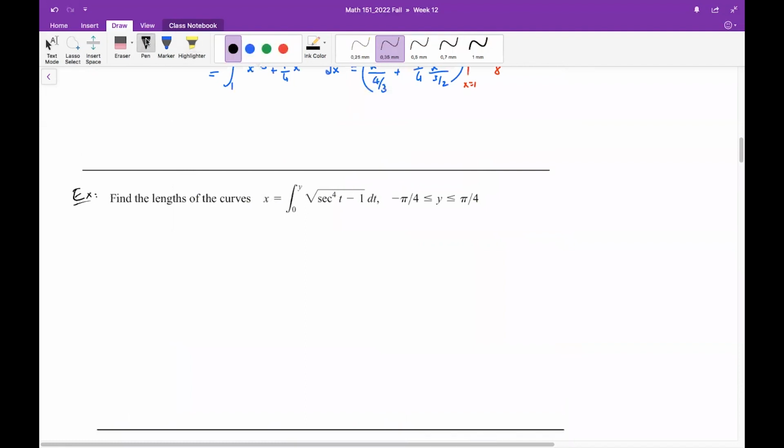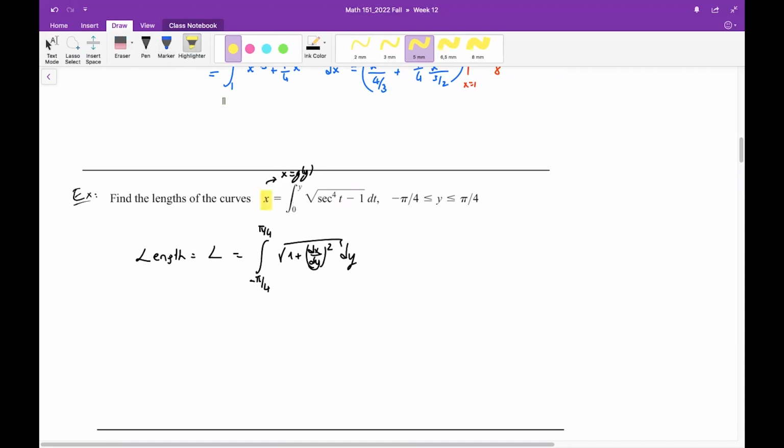So here, as you notice, the curve x is given in terms of a y function, because you see the y dependency here. That's why the length of the curve is in fact from this point to this point, minus pi over 4 to plus pi over 4. Remember the formula, it is 1 plus dx over dy squared, and we will integrate with respect to y. Okay, here is your x function, and I want to find the y derivative of it.